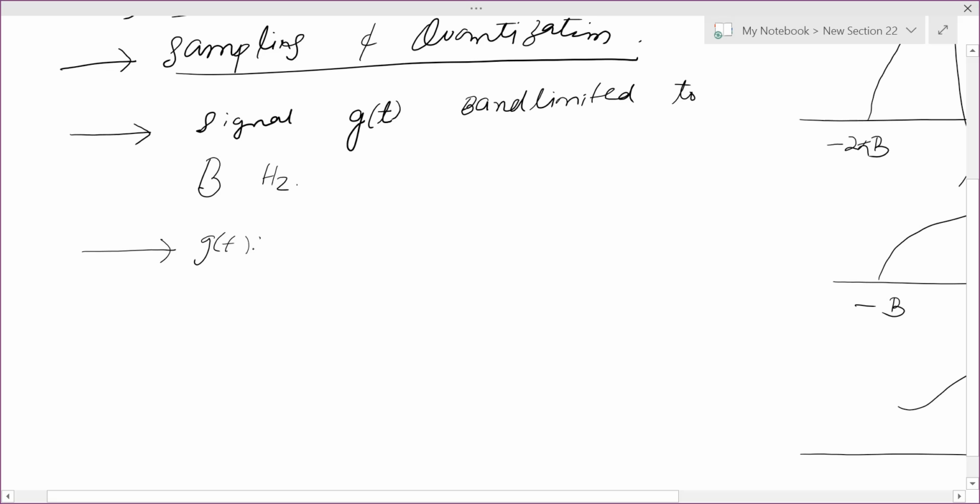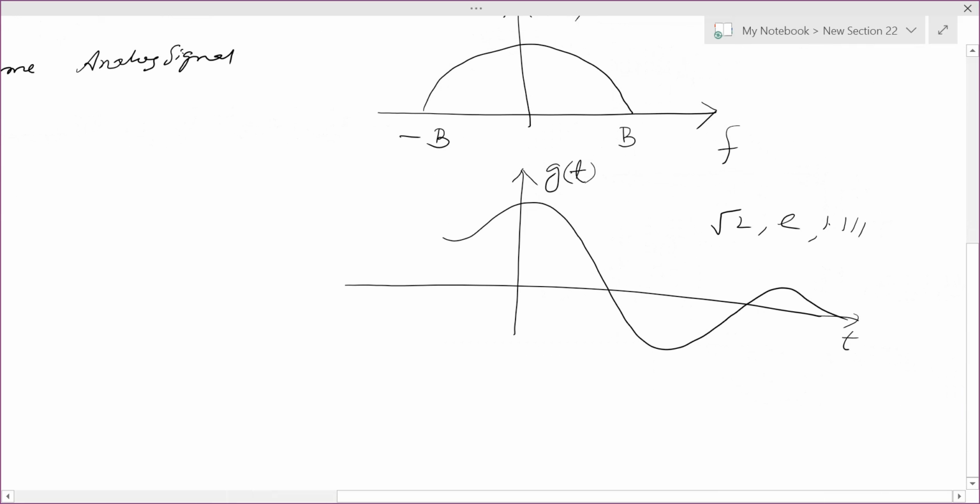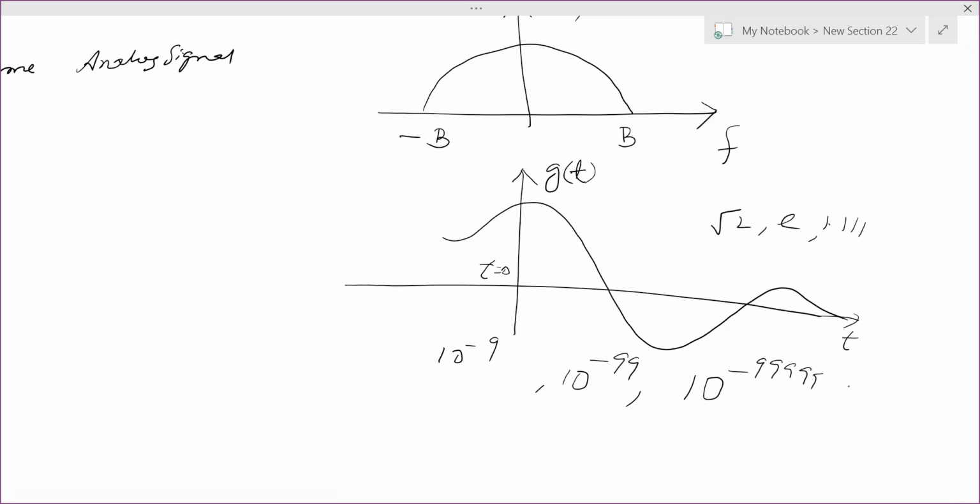So this g of t is a continuous time analog signal, that is, it is defined at every point of time. Suppose it starts at t equal to 0, you cannot say what is the next time interval. If you say 10 to the power minus 9, I can say the signal also exists at 10 to the power minus 99. Someone can say it exists also at 10 to the power minus 99999, and so on. Theoretically, this signal is defined at all times. It's called a continuous time signal.